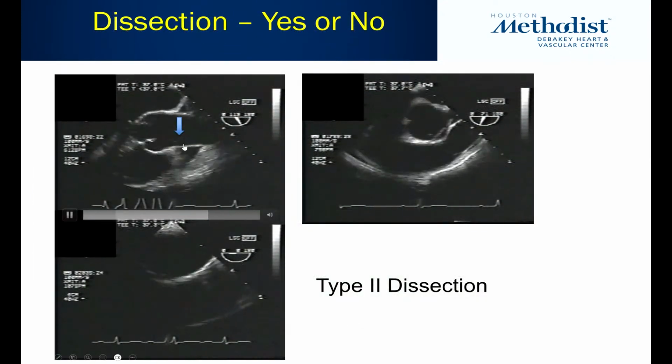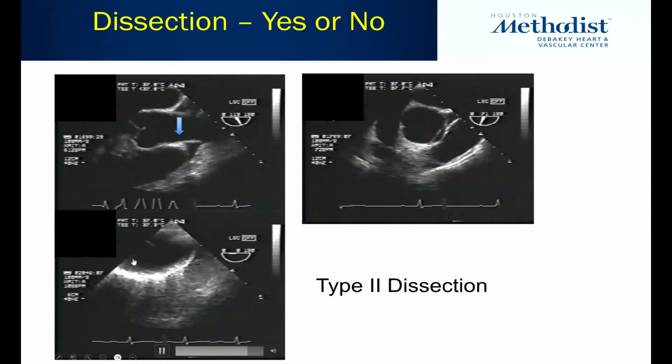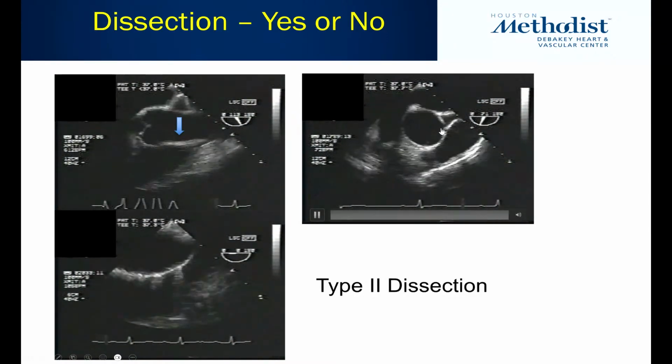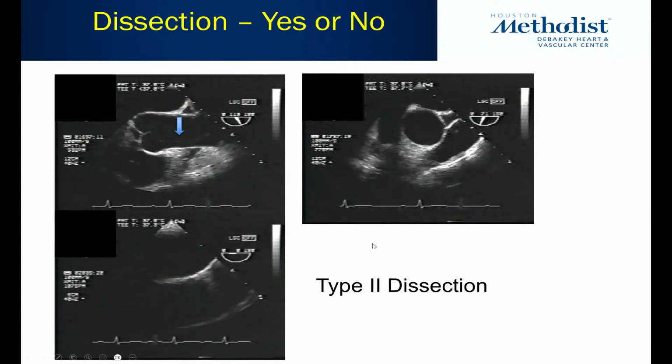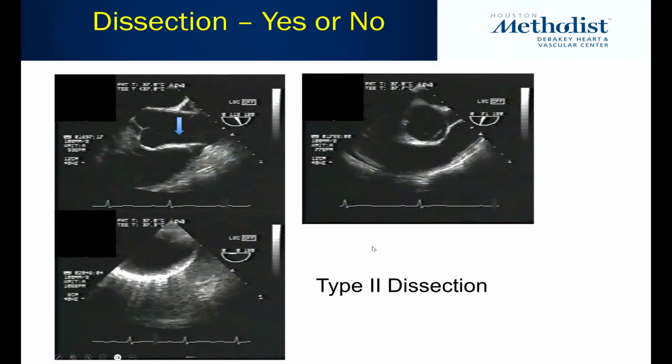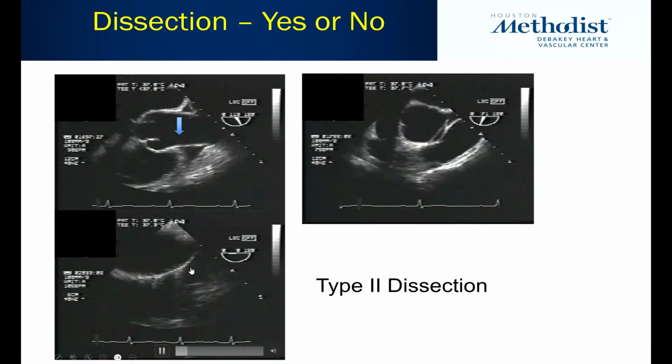Here we have an example of that. Here you have what looks like a possible flap, but seen much better in the other views. Very nice and clearly seen here. And that is, of course, a type A, but type 2 because it ends in the arch.